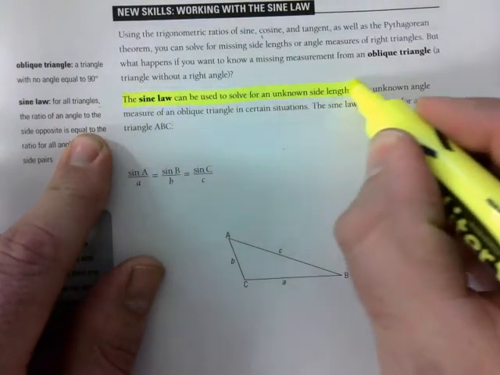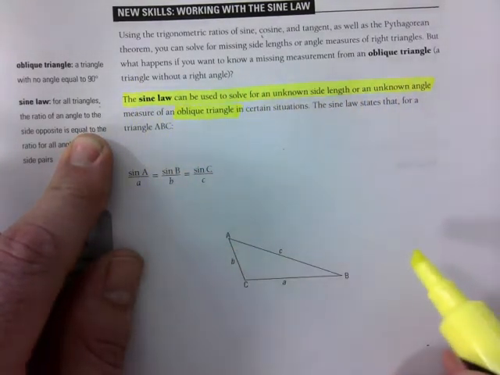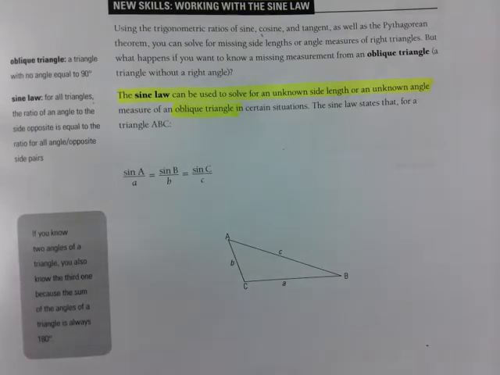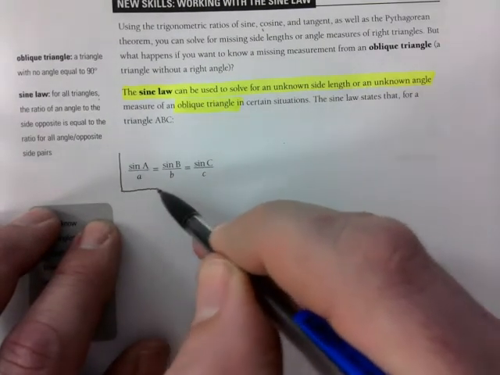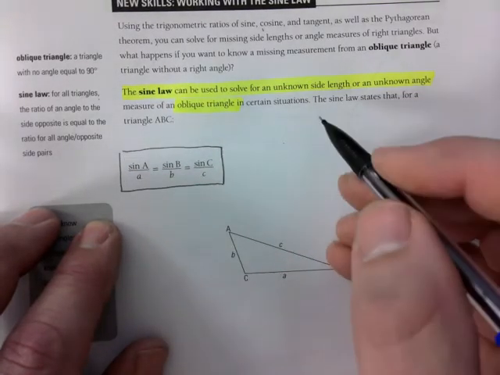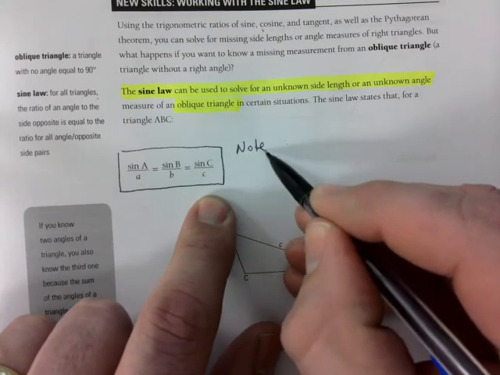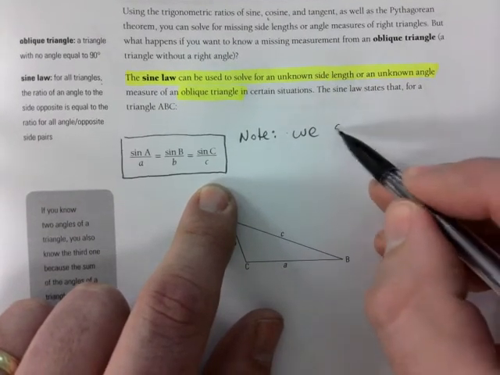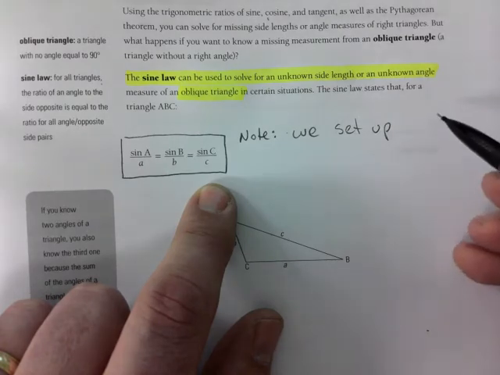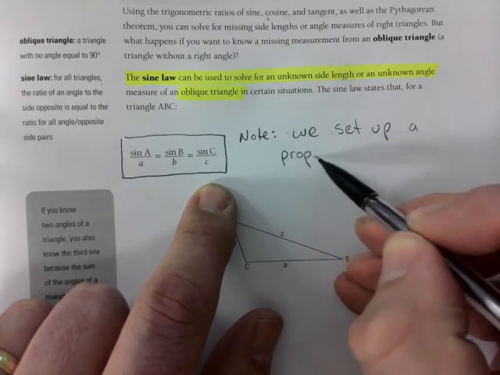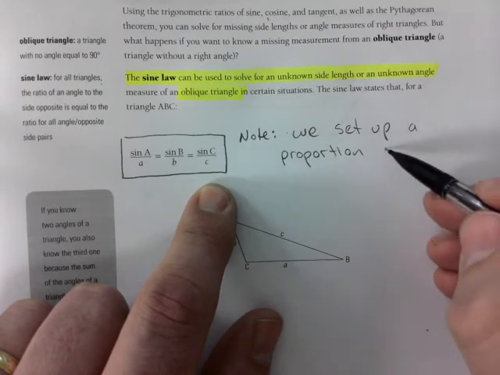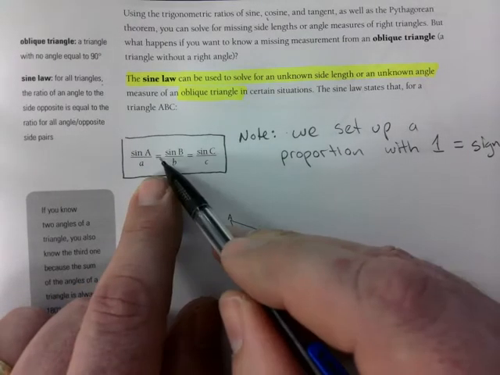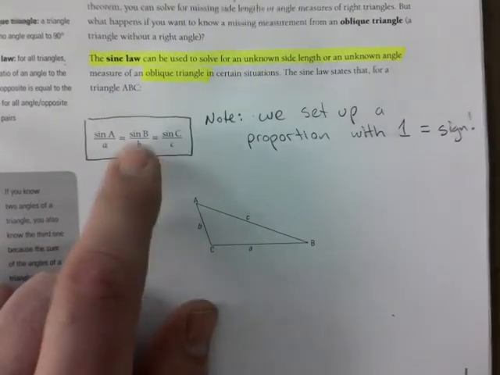The sine law can be used to solve side lengths and unknown angles for oblique triangles in certain situations. This is what the law states. This is the sine law in a nutshell. Okay. I will say this though, note, we set up a proportion with one equal sign. You will not have the two equal signs as stated by the theorem. Okay.